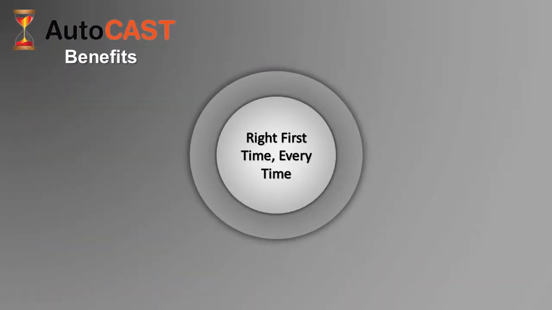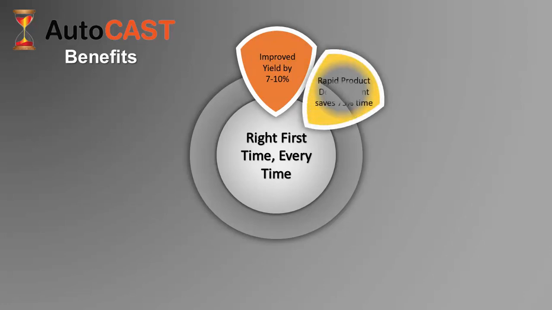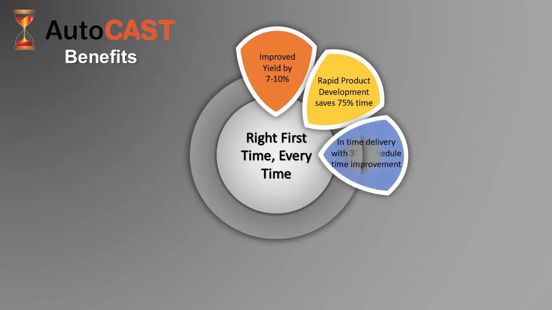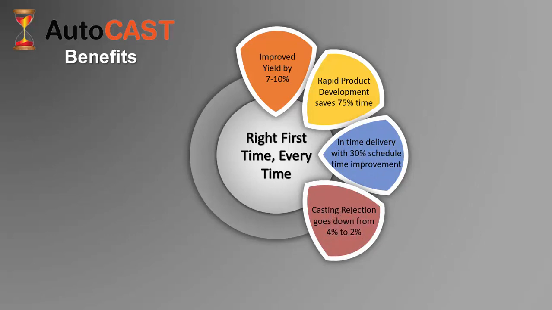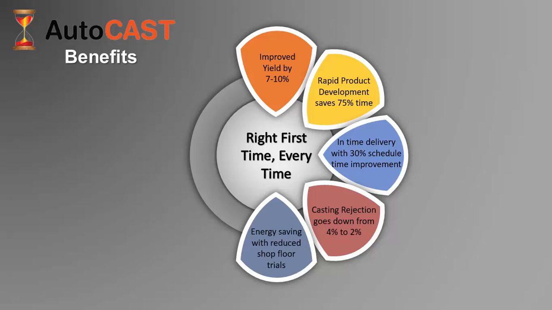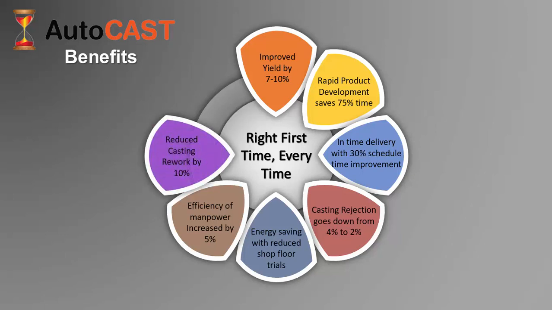AutoCAST benefits: improved yield by 7 to 10%. Rapid product development saves 75% time. In-time delivery with 30% schedule time improvement. Casting rejection goes down from 4% to 2%. Energy saving with reduced shop floor trials. Efficiency of manpower increased by 5%. Reduced casting rework by 10%. Also a safe investment and value for money.